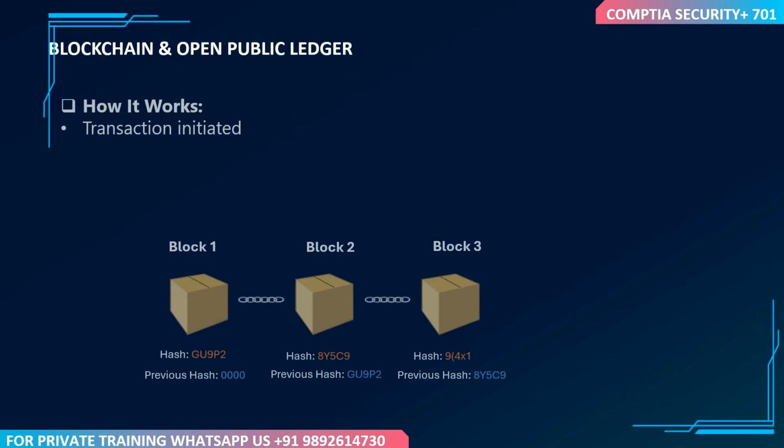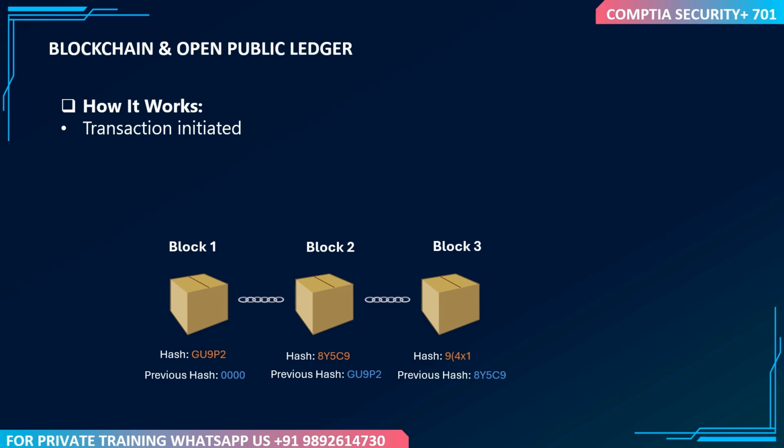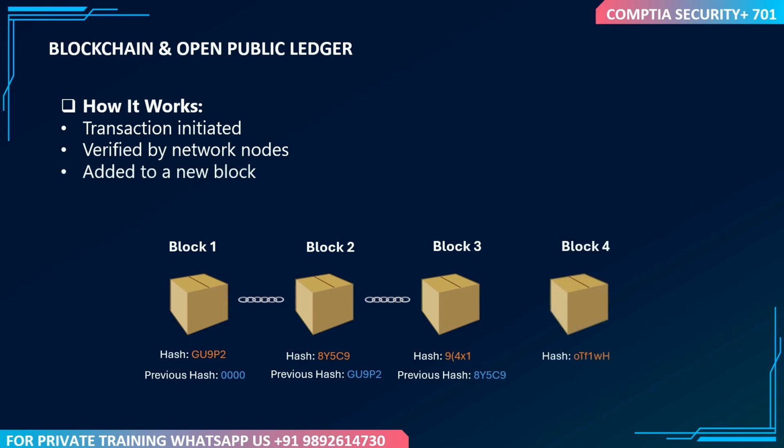So how does blockchain work as an open public ledger? When a transaction happens on a blockchain, it goes through the following process. First, the transaction is initiated. That is, a person or a company sends digital information such as Bitcoin from one account to another. Second is verification by the network. Computers called nodes on the network verify if the transaction is valid. They check if the sender has enough balance and if the transaction follows the rules. Third, the transaction is added to a block.